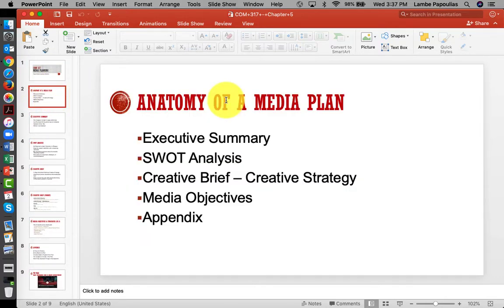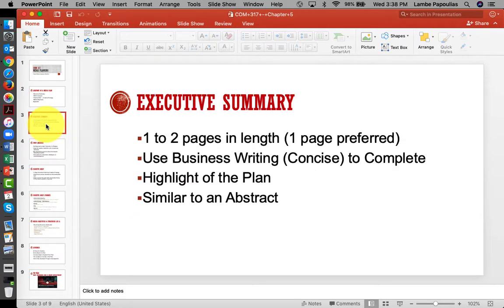All right. So we're going to take a quick look at an anatomy of a media plan. We're going to look at an executive summary, what exactly the SWOT analysis is, a creative brief, media objectives, and of course the appendix. So chapter 5, it starts on page 33 of your textbook.